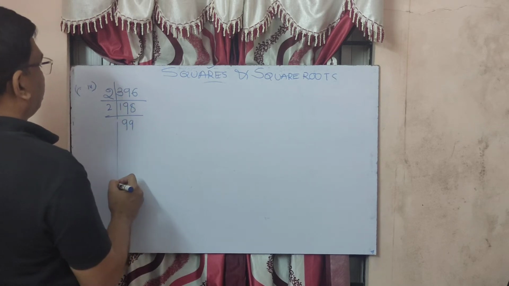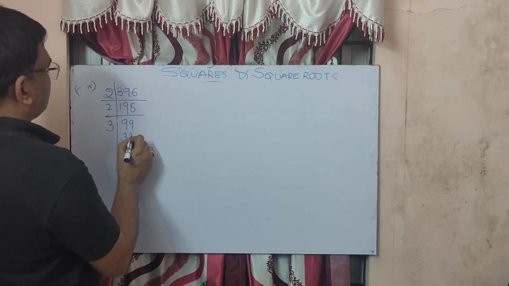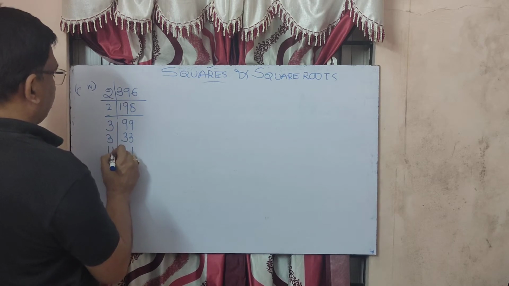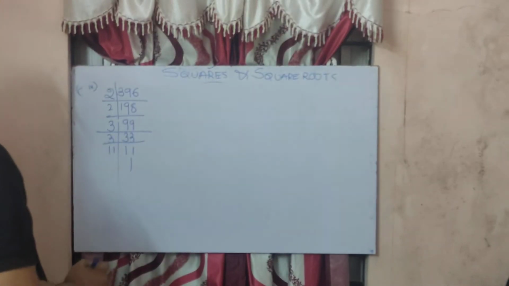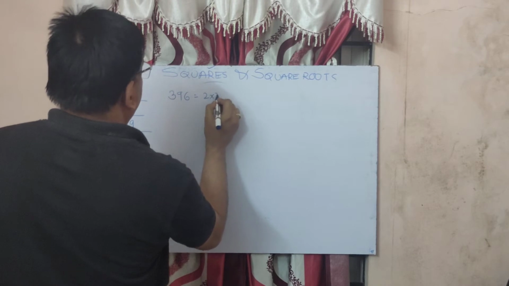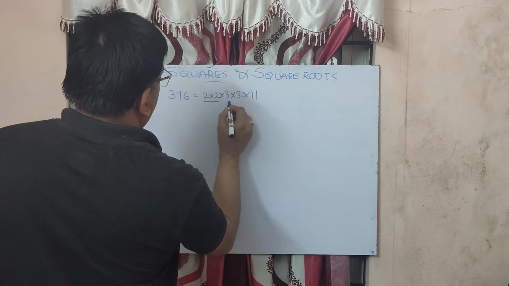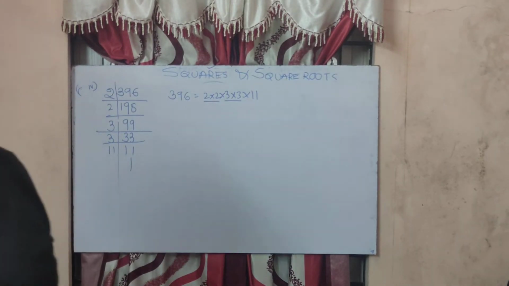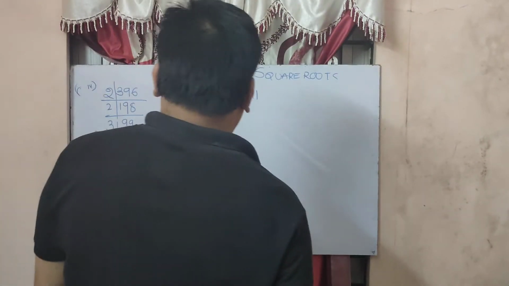2 nines are 18. By looking at this number, this will be divided by 3. 3 threes are 9, 3 threes are 9. Again 3, 3 ones are 3. Again 11, 11 ones are 11. So now the factors of 396 are 2 into 2 into 3 into 3 into 11. Now you can see 2 and 3 have pairs, whereas the 11 doesn't have any pair.